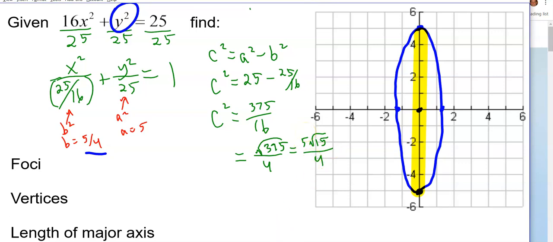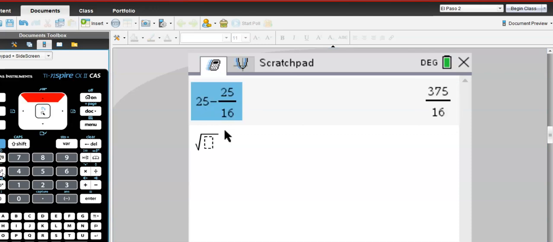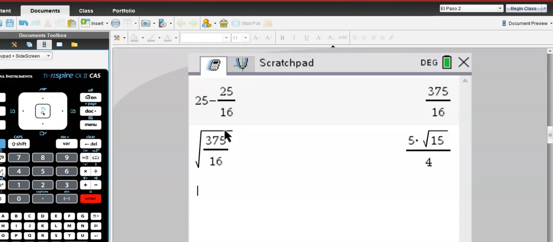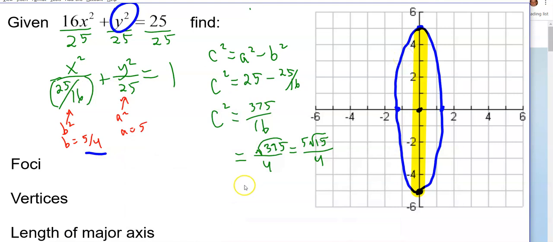Now you probably need to type that in your calculator to get it. So I'm going to do this. I'm going to take the square root of that value, 375 over 16, and then Control Enter gives you a decimal 4.8. So that's approximately 4.8. So I go 4.8 units up. Wow, way up there, close to 5. 4.8 units down, way down there. Those are my 2 focus points.